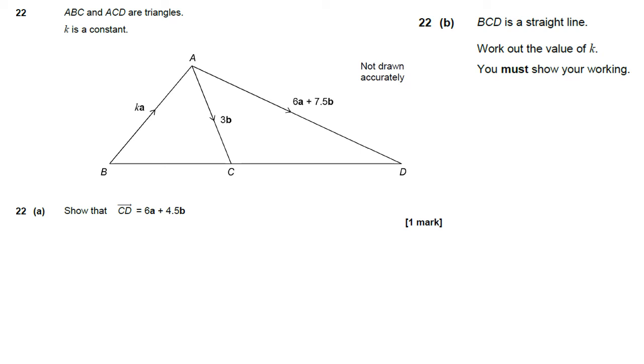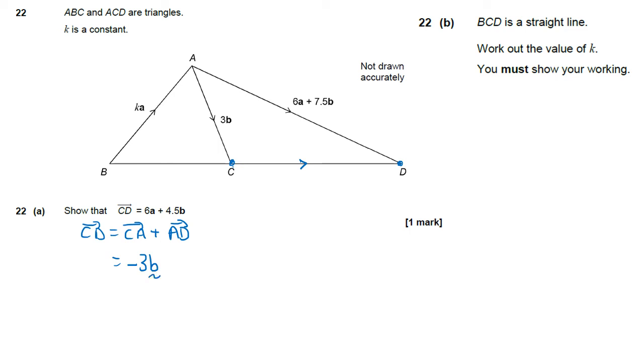Okay, vector question now. So two parts here. First of all, for just one mark, we want to find an expression for CD. So if I want to go from C to D, then the thing with vectors is I can take any route I want. So I can go from C to A and then A to D, because I know what they are. Now A to C is 3b, so C to A must be minus 3b because we're going back in the opposite direction.